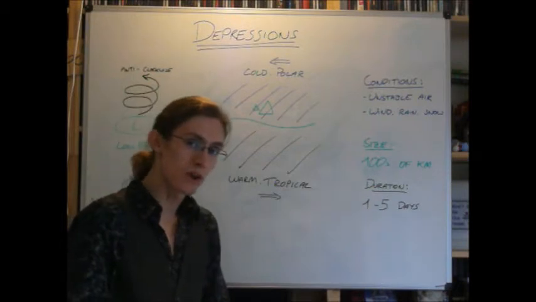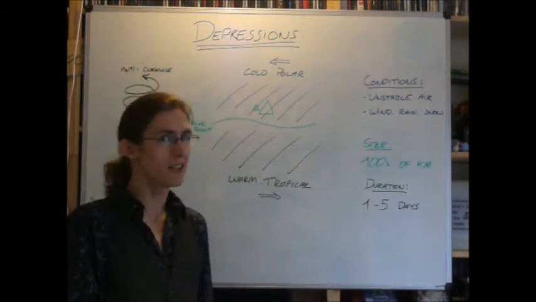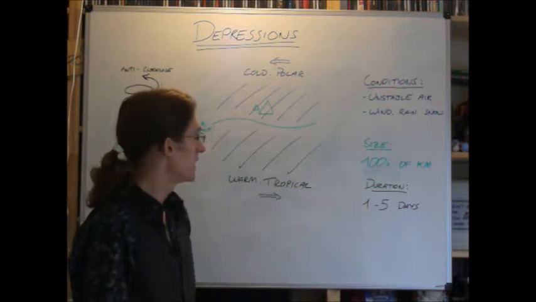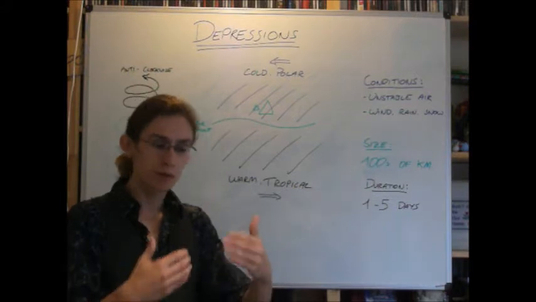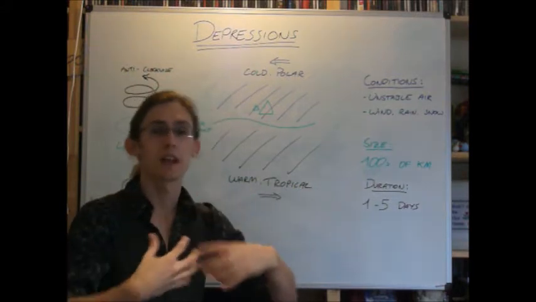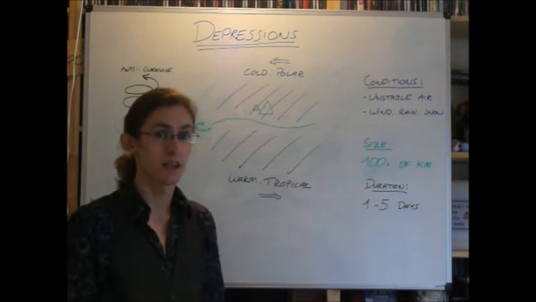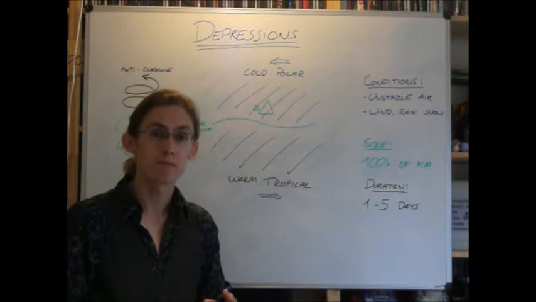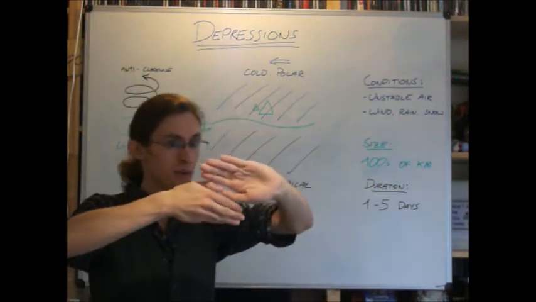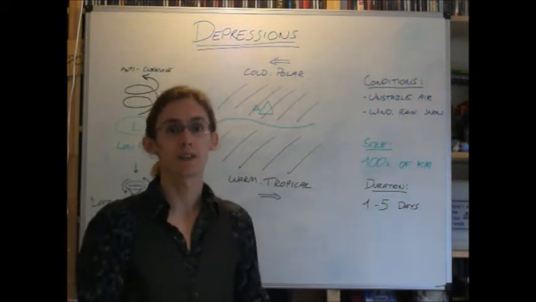Now cold polar air and warm tropical air are kind of like oil and water. They don't really want to mix together. So if they do come into contact with each other, they won't mesh. They'll instead try to work around each other. And that's how a depression begins. It's when this cold air and this warm air end up colliding with each other, and it sets almost like a whirlpool effect into motion.